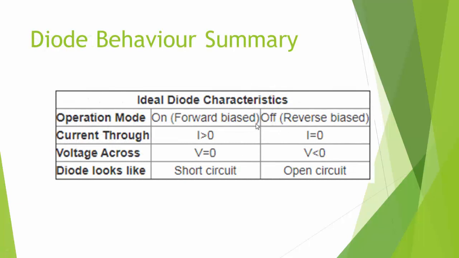So let's summarize then quickly diode behavior. An ideal diode, when it's forward biased, will have a current greater than 0. The voltage across it will be essentially 0, and it'll look like a short circuit. When it's reverse biased, the current should be 0. The voltage across it should be less than 0, and it will behave like a switch that is open.